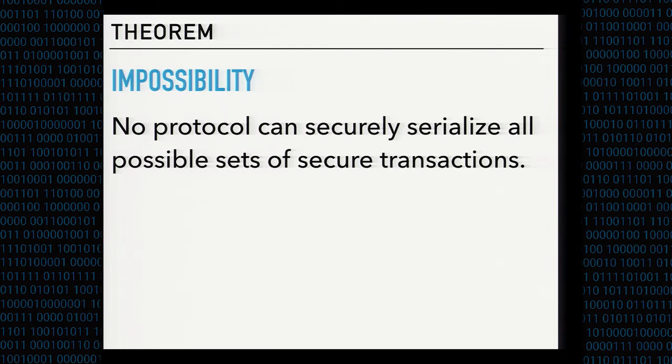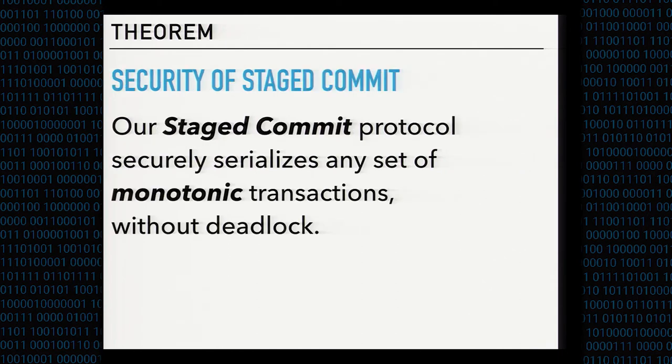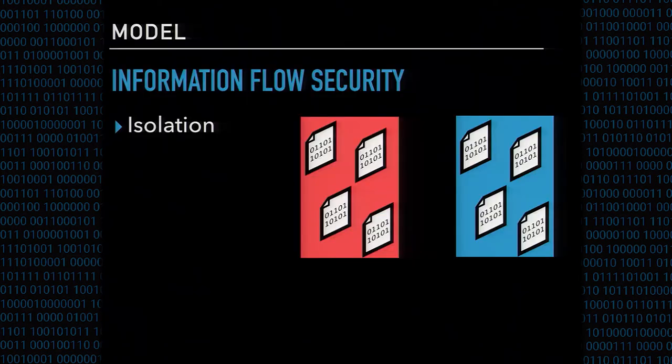So no protocol can securely serialize all the possible sets of transactions, which raises the natural question, what can we serialize, and how do we serialize it? We don't have complete answers, but we do have a relatively straightforward condition, which we call monotonicity, and it is possible to serialize any set of monotonic transactions. In fact, our protocol, staged commit, can do it, and we've implemented that protocol in Fabric.